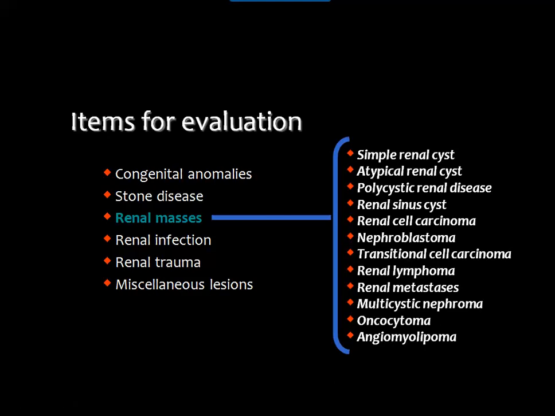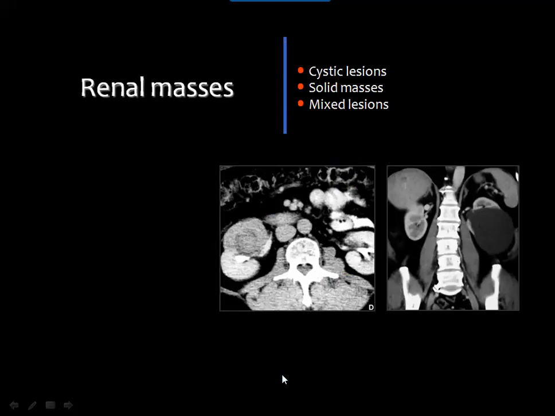Then we came to the major issue, which is the evaluation of renal masses. And you see a lot of lesions. Actually, we will not discuss all these lesions in the first part of the lecture, and I will tackle only the simple renal cyst and the atypical renal cyst, the polycystic disease, infantile and adult, as well as the renal sinus cyst, and I will leave the remaining issues, starting from the renal cell carcinoma, for the second part of this lecture.